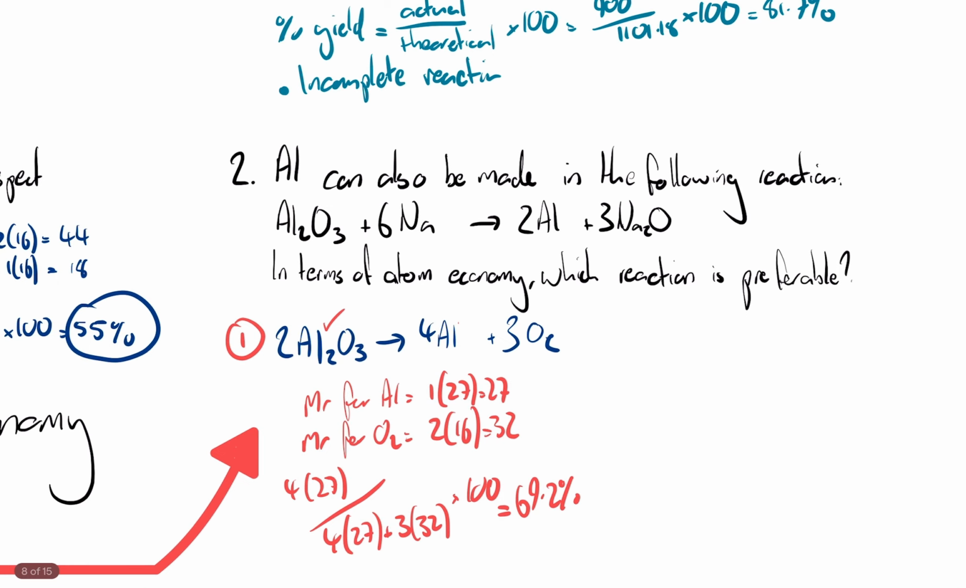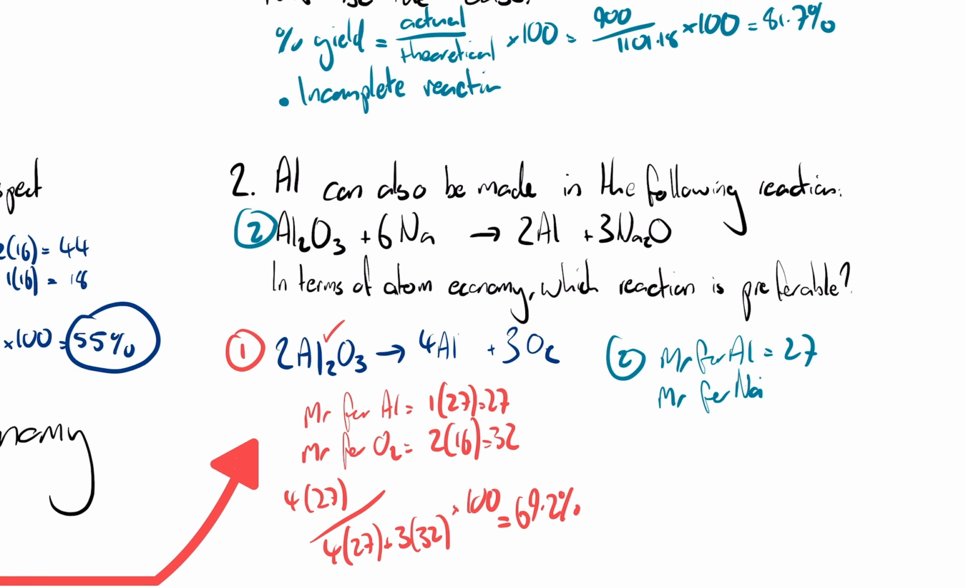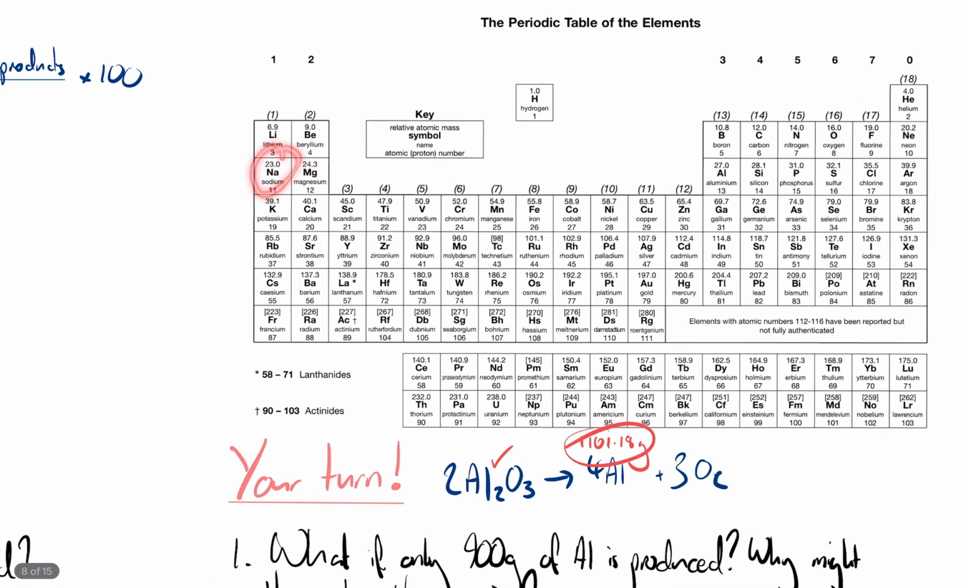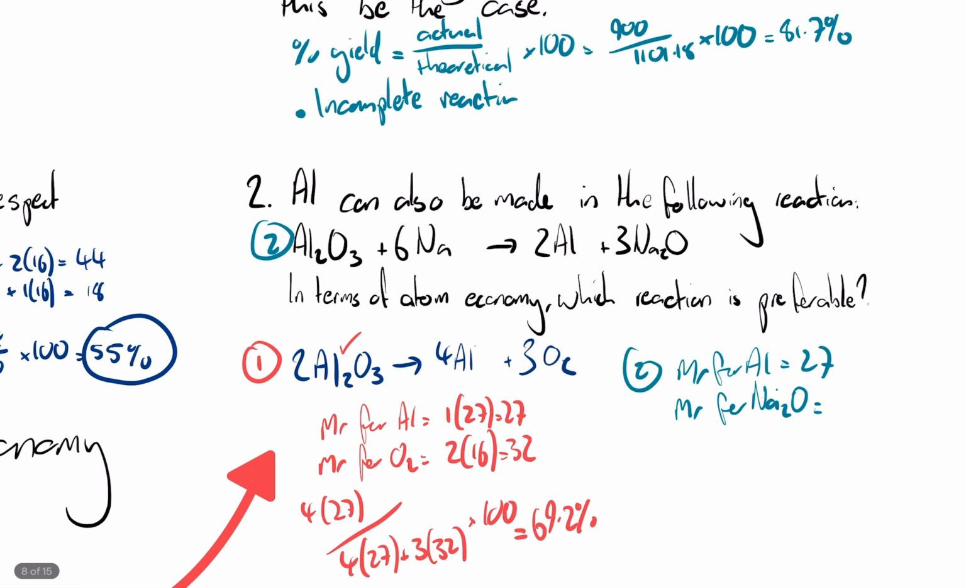Let's call this reaction number 2 then. So for 2, again, we need MR for aluminium. We've just worked out it's 27. We also need the MR for Na2O. And there, sodium is 23.0, so we need 2 lots of 23 plus 1 lot of 16, and then we get to 62.